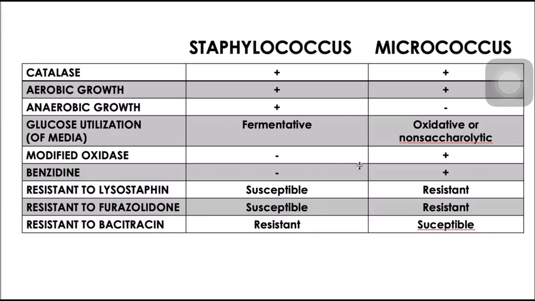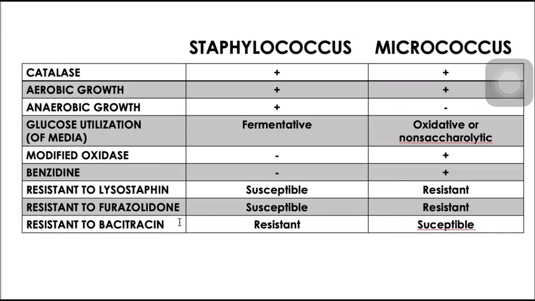Okay, next, for your lysostaphin, furazolidone, and bacitracin, antimicrobial susceptibility testing. So Staphylococcus is known to be susceptible to your lysostaphin and furazolidone, while Micrococcus is resistant to your lysostaphin and furazolidone. Next is your bacitracin.